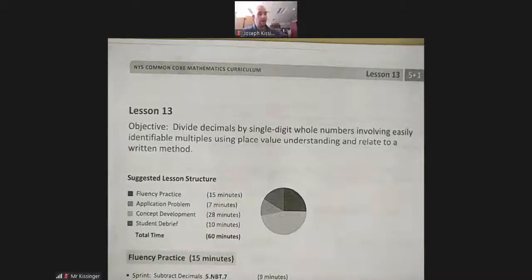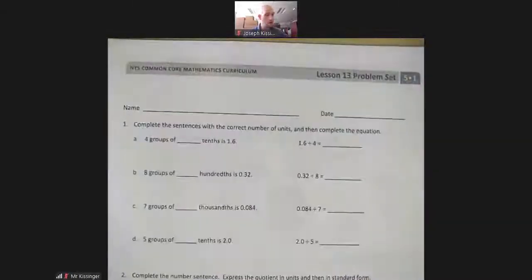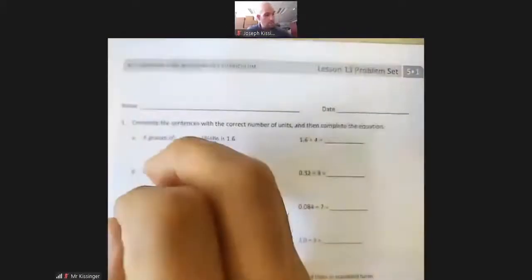Today's objective is to divide decimals by single-digit whole numbers involving easily identifiable multiples by using place value understanding and relate to a written method. So we're going to try to understand how to divide decimals by using division problems and multiples that we are familiar with, to get a better number sense, a better understanding of how dividing decimals works. Flipping over to the back side of our page, we'll look at letter A.